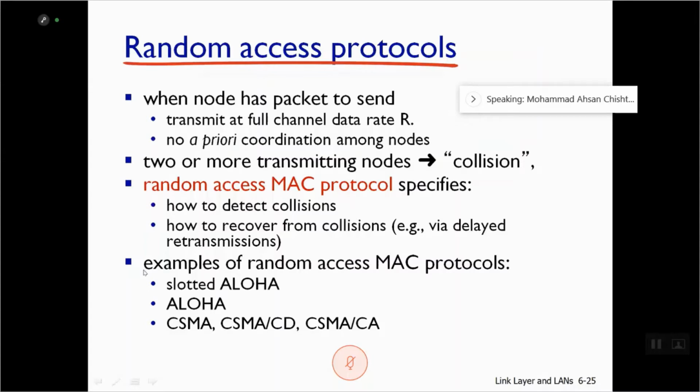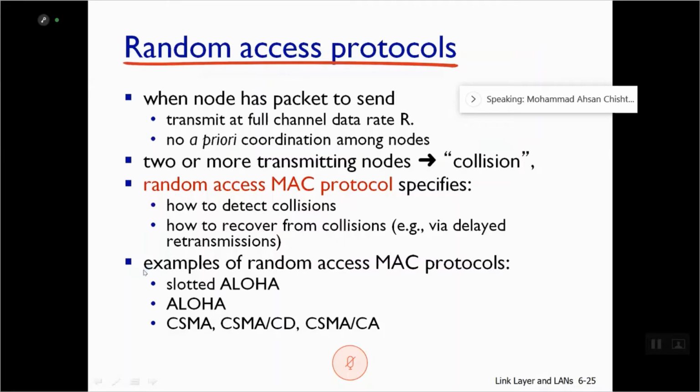And then what happens when two or more send at the same time? Collisions occur. But if a collision occurs, what do they do? They try to resend it, and they will keep on trying to send until they ensure that the packet has been received without collision.